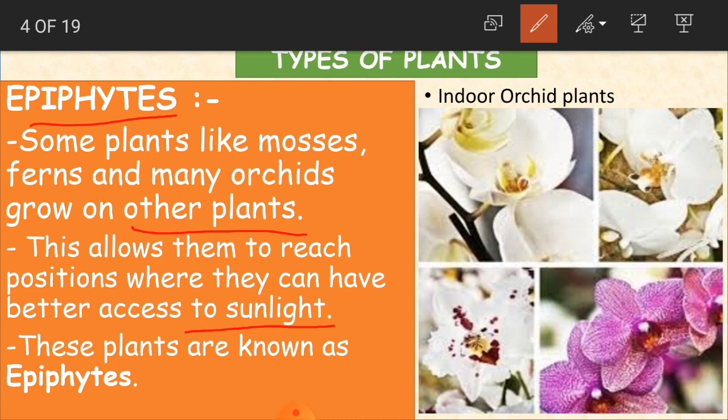Orchid plants. These are indoor orchid plants. These plants are known as epiphytes. Clear children? Yes. So again the other type of plants.